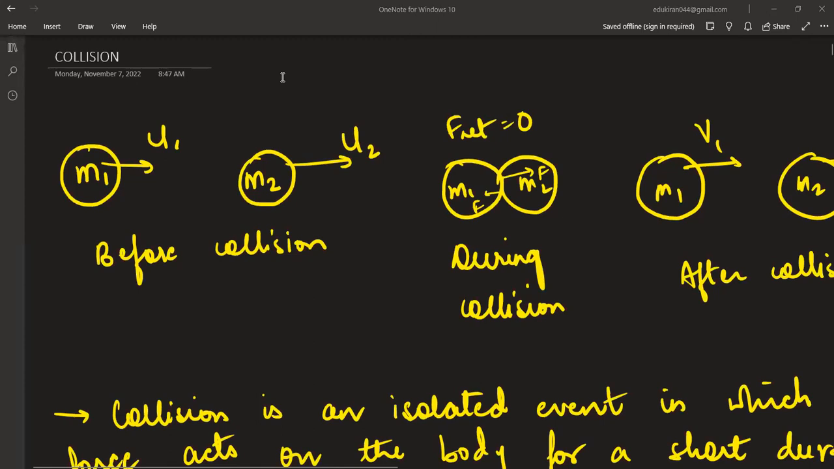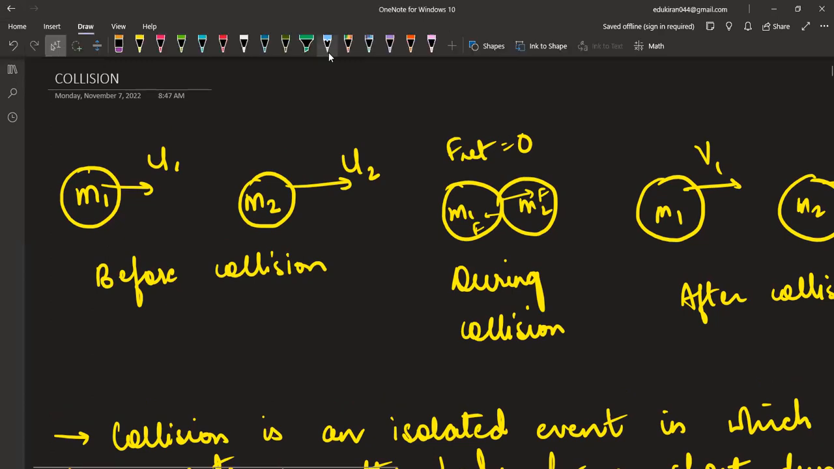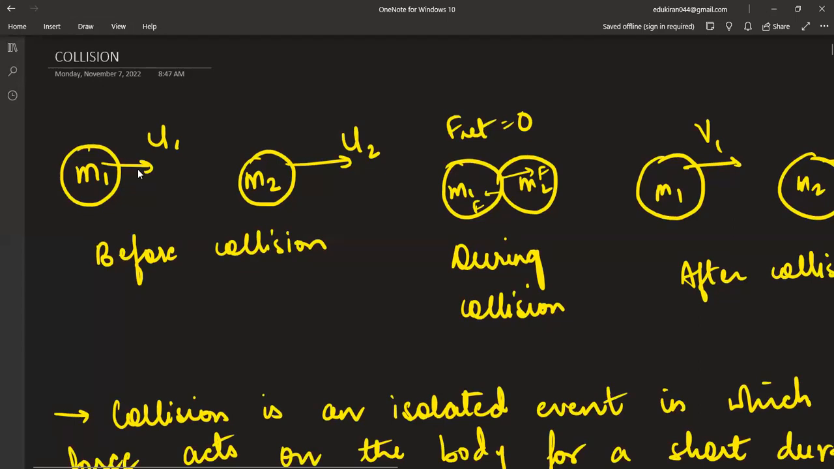See, class, this is the last topic from your work, energy and power, collision. Collision basically means, first you have to understand what things are occurring before collision and what things are occurring after collision. This is one body M1, having mass M1 and initial velocity U1. Similarly, the second body is present, M2 is the mass and U2 is the initial velocity.